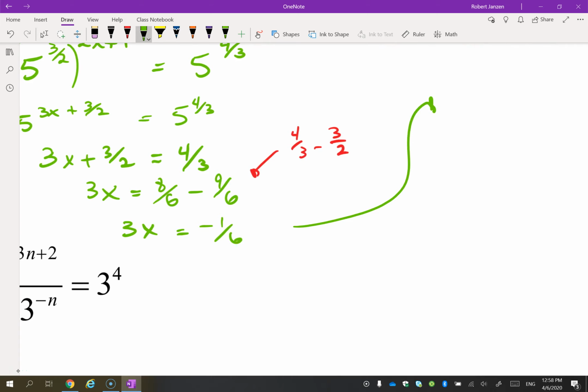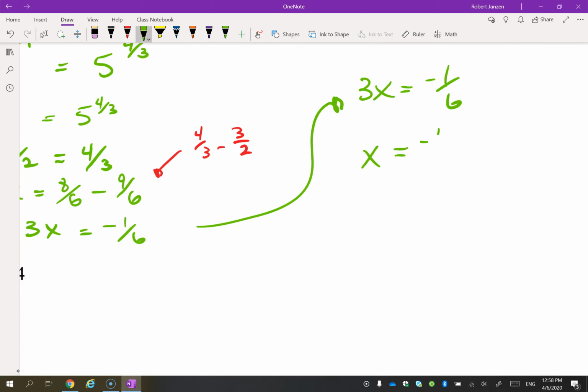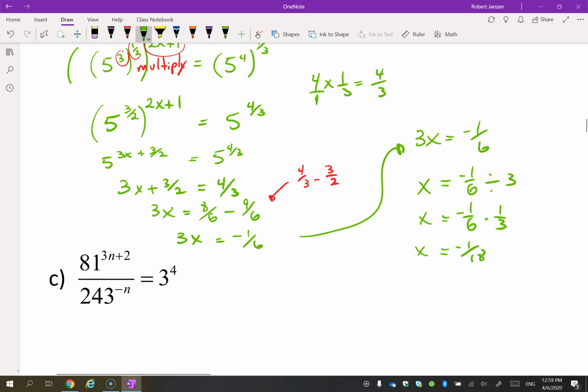Let's take that over here. If I want x, now I have to divide by 3. So negative 1/6 divided by 3. This is negative 1/6 times 1/3. And you get negative 1/18. So if you look at that question, there's a lot of fraction work in there. You really need to be good at fractions.